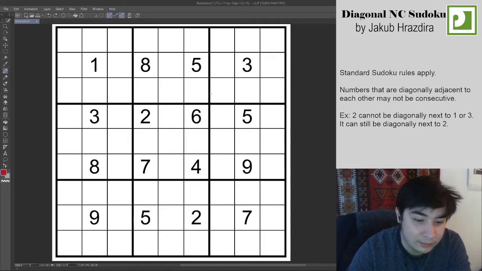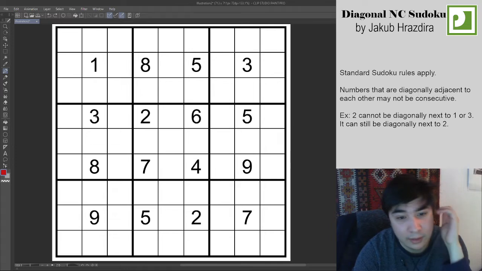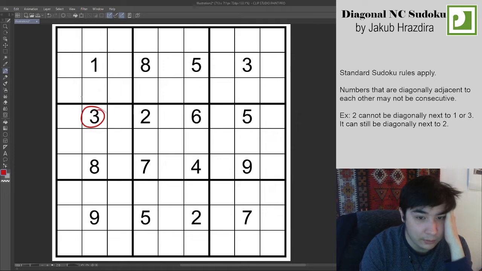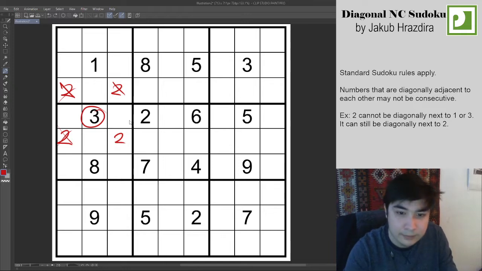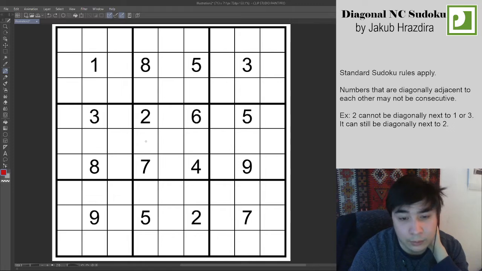But yeah, this is a diagonally non-consecutive Sudoku. You might have seen non-consecutive Sudoku as a type of variant around before, where basically the rule is that a 3 cannot be orthogonally adjacent to a 2 or a 4, for example. But in this case, it's diagonal. So for this 3 here, this cannot be a 2, this cannot be a 2, this cannot be a 2, this cannot be a 2. That sort of thing. Same thing applies for 4s. And of course, regular Sudoku rules apply as well.